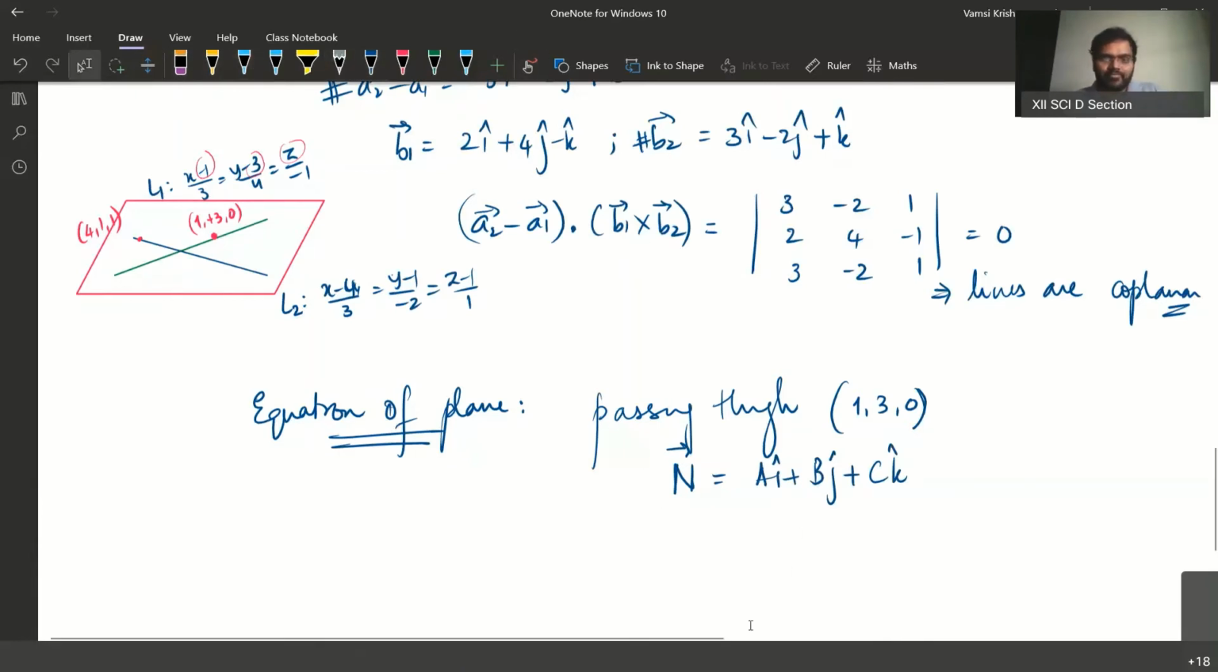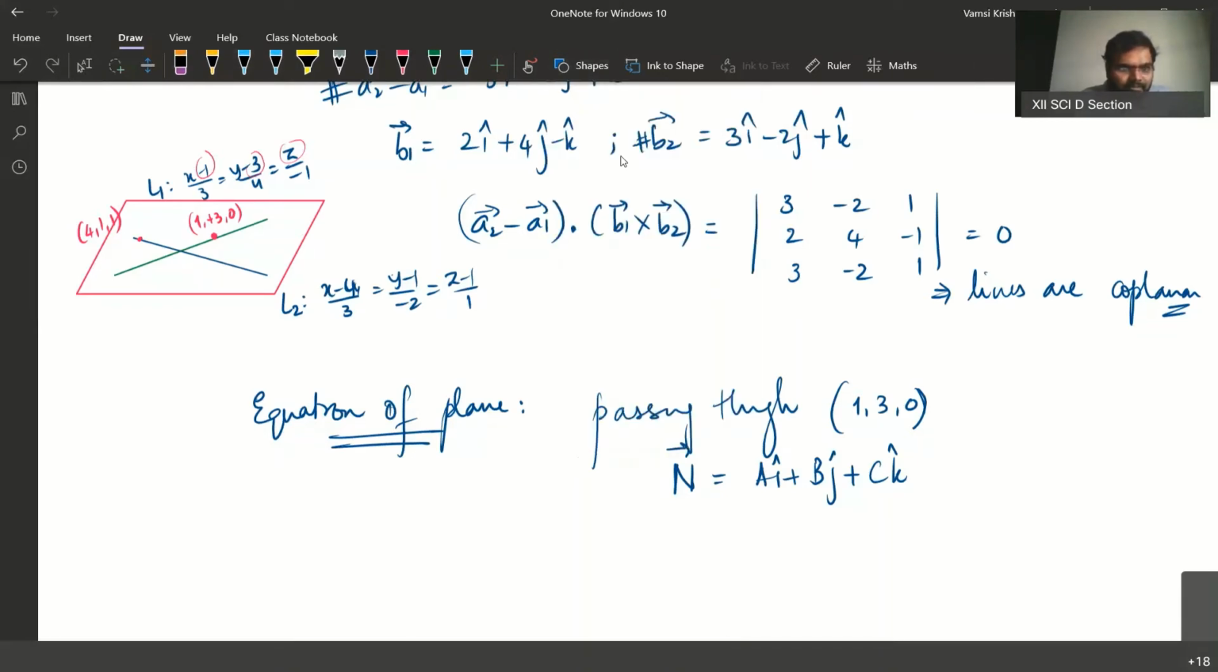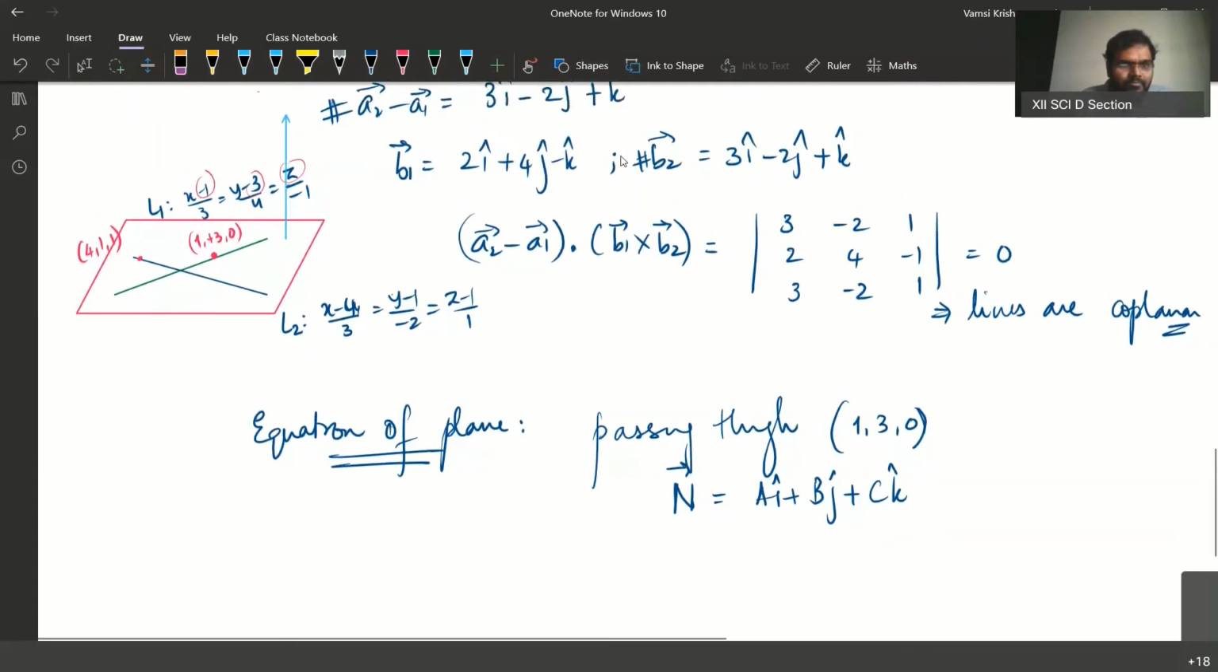Can someone tell me how we find the direction ratios of the normal to the plane? Anyone, students? The cross product of the direction ratios of the lines. Absolutely. These two lines are on the plane, so the perpendicular to the plane, let me call this the normal n, is nothing but the cross product of the direction ratios of the lines.